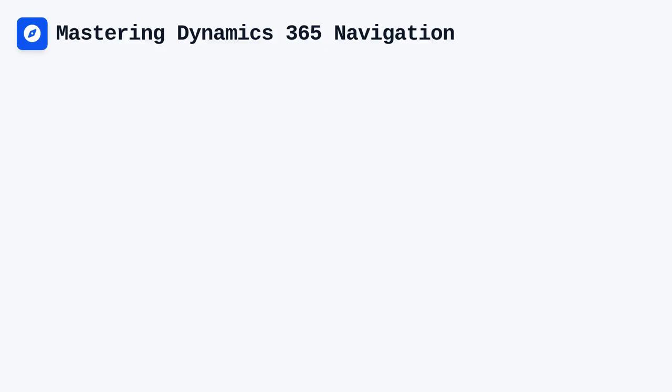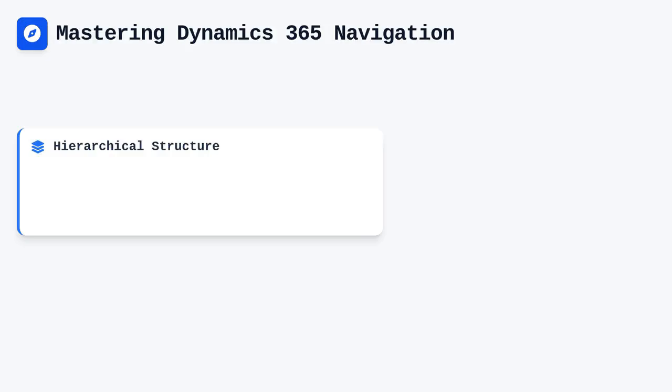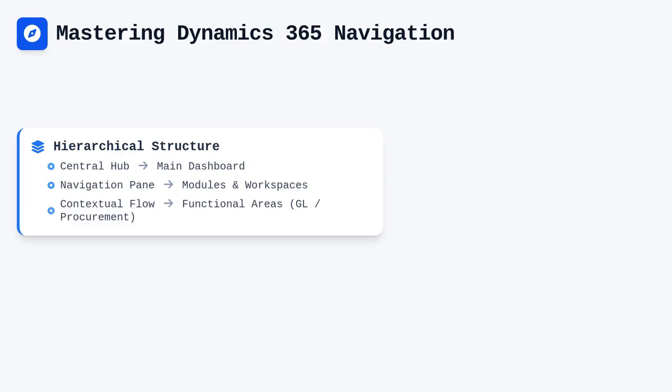To operate effectively within a platform as expansive as Dynamics 365, one must first internalize the fundamental mechanics of its navigation structure. The system is designed around a hierarchical model, where the main dashboard acts as a central hub from which all modular navigation originates. Users interact primarily with the navigation pane, which serves as a sidebar repository for modules, workspaces, and recent activities. Understanding that this navigation is contextual allows you to transition between functional areas like the general ledger or procurement modules without losing your operational focus.